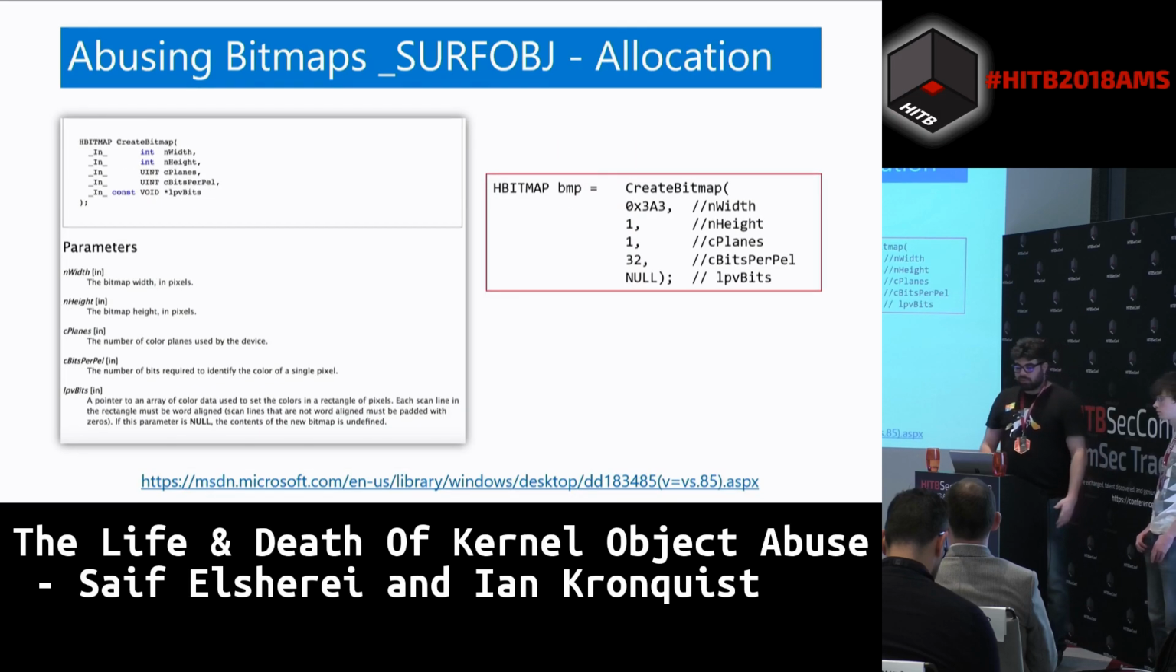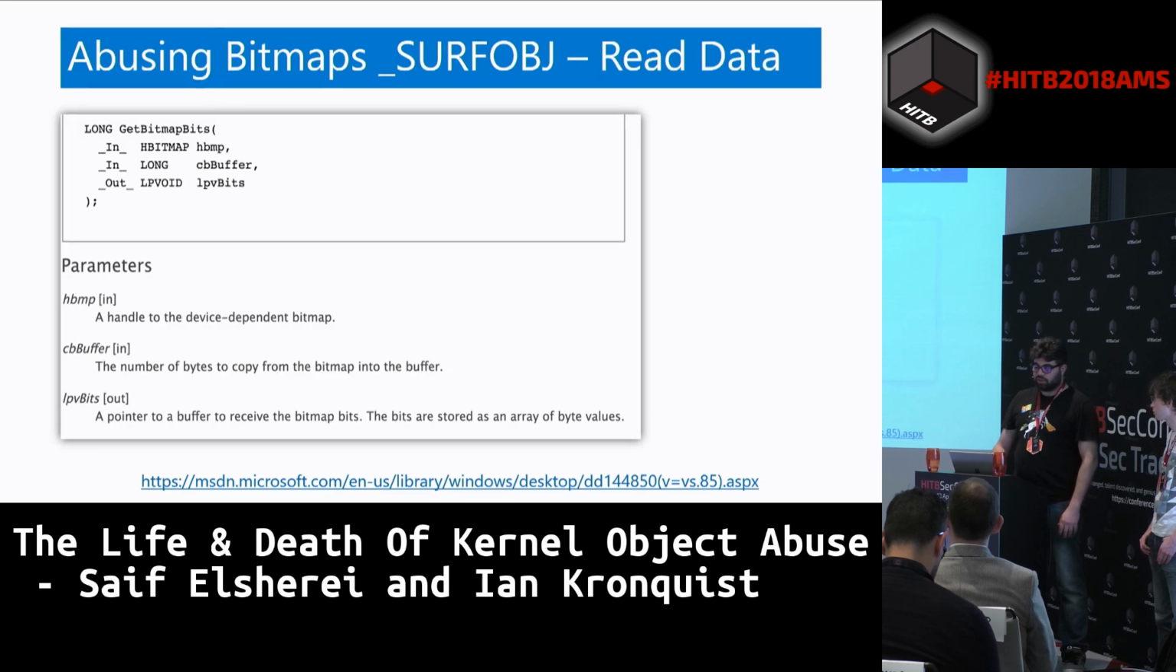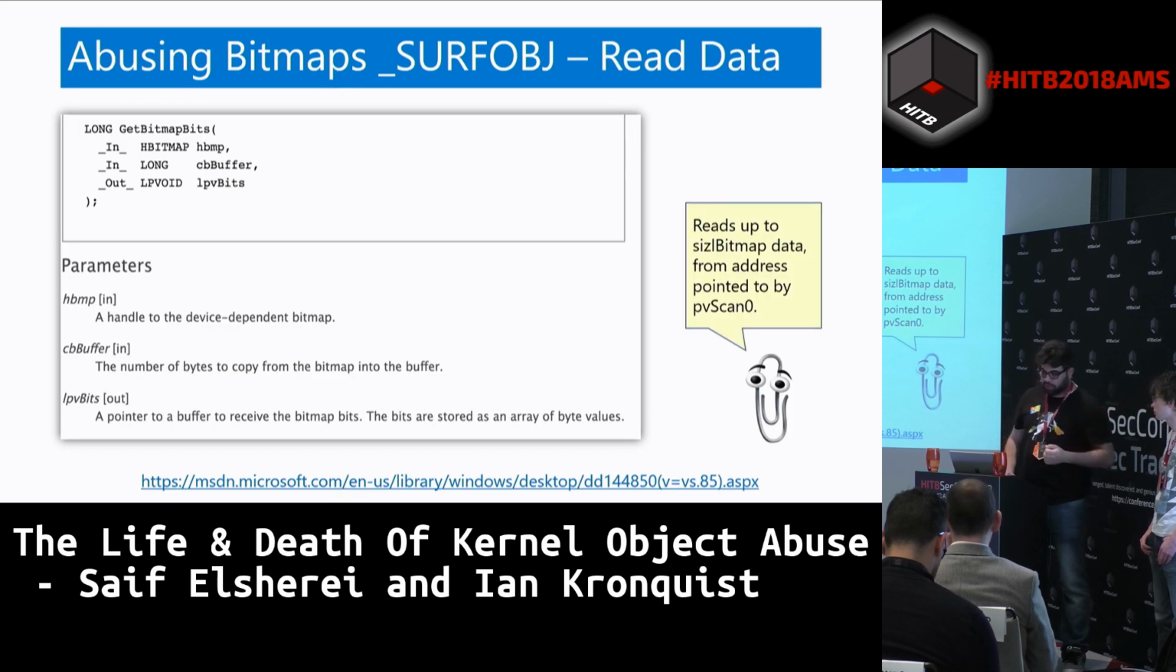How we can allocate bitmaps is by using the CreateBitmap function. It's available for any C++ program. We can delete or free the object using the DeleteObject function. We can read data using GetBitmapBits, which will read up to the size of the bitmap from the address pointed to by pvScan0.